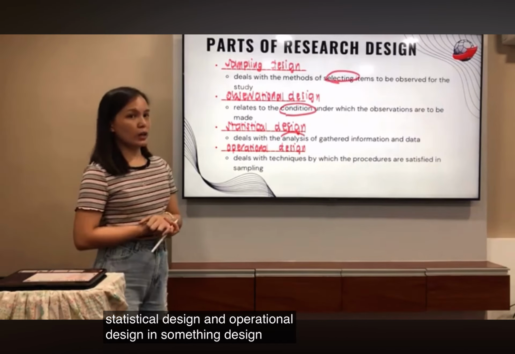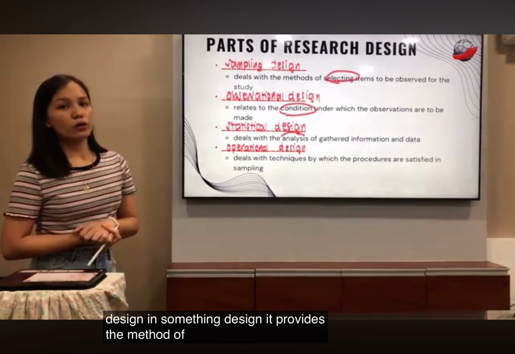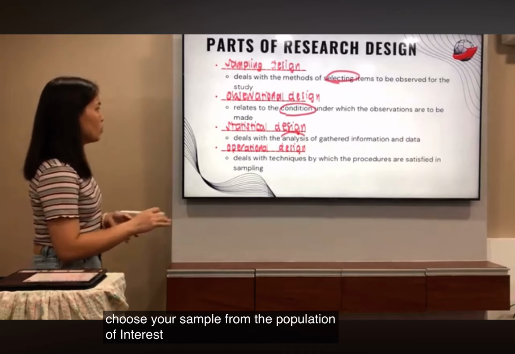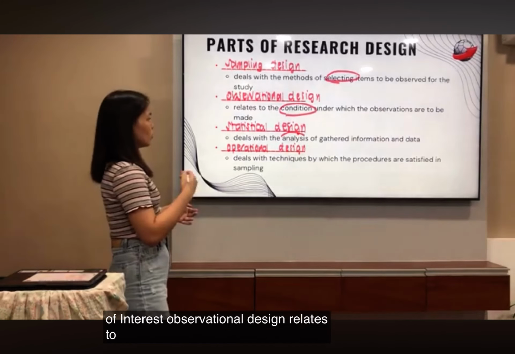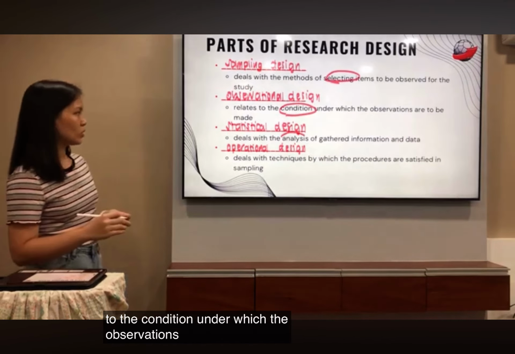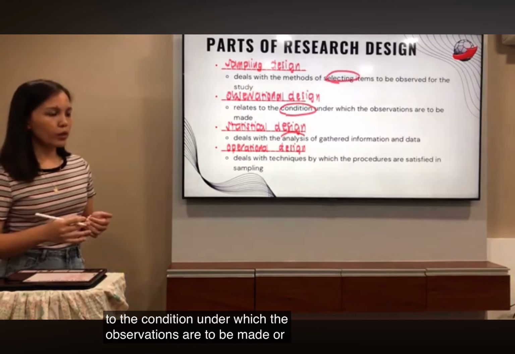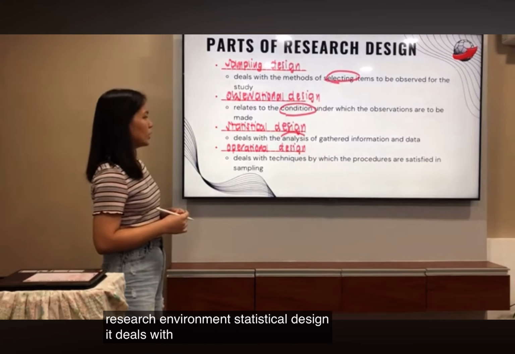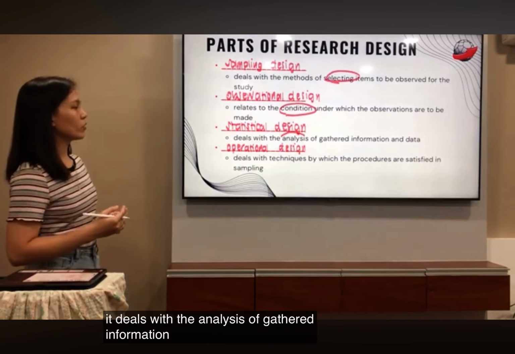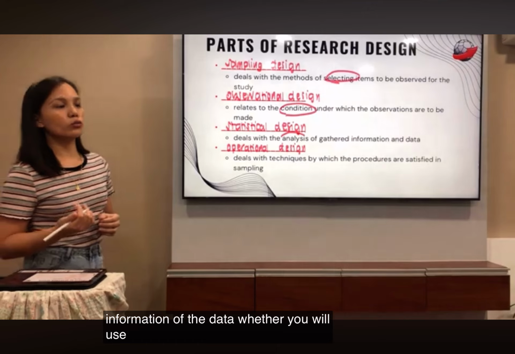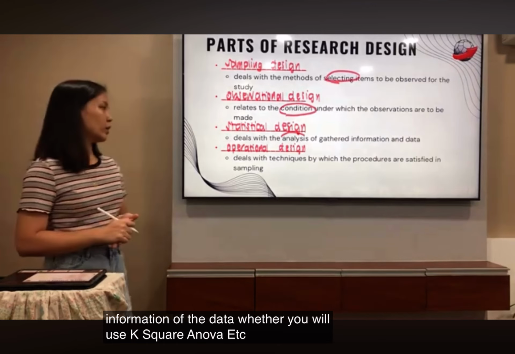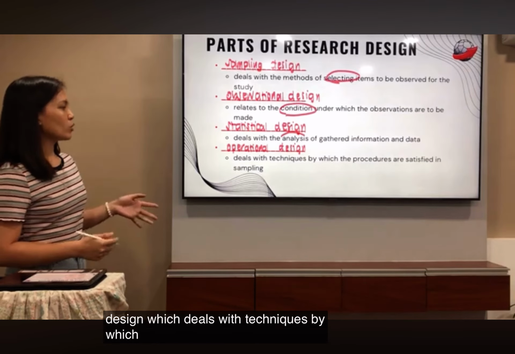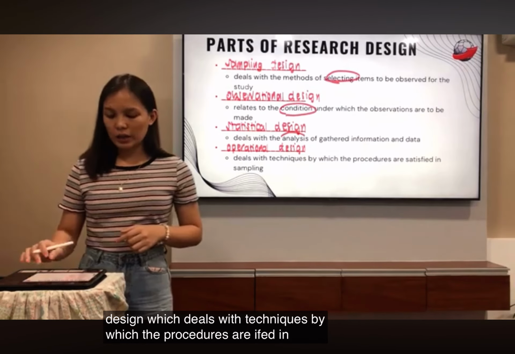In sampling design, it provides the method of how you are going to choose your sample from the population of interest. Observational design relates to the condition under which the observations are to be made, or the research environment. Statistical design deals with the analysis of gathered information or data, whether you will use chi-square, ANOVA, etc. Operational design deals with techniques by which the procedures are satisfied in sampling.